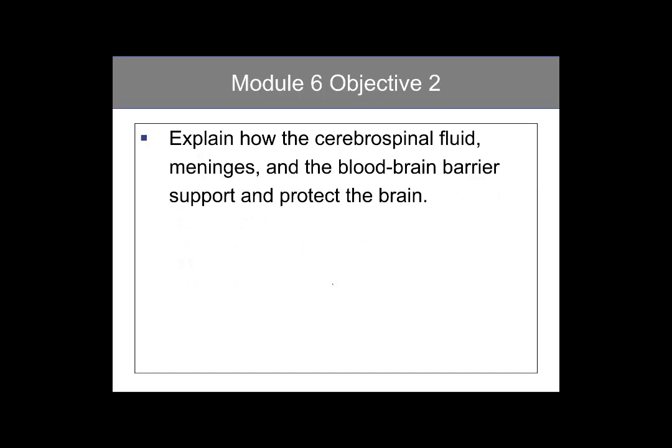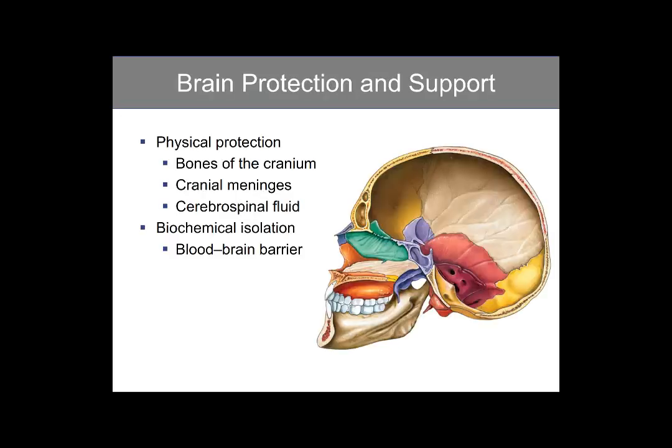Objective 2, explain how cerebrospinal fluid, meninges, and the blood-brain barrier support and protect the brain. There are several ways in which the brain is supported or protected. It's physically protected by the bones of the cranium. We know that the cranium surrounds and protects the neural tissue. In addition to that, there are 3 distinct layers of cranial meninges.